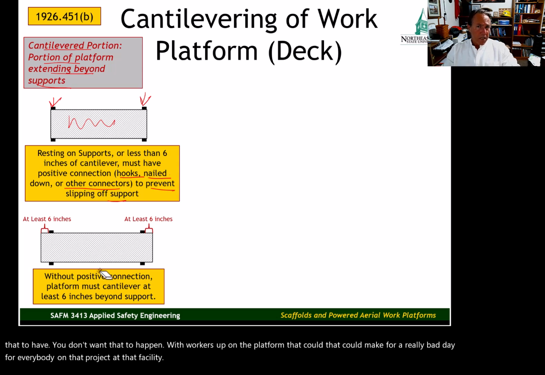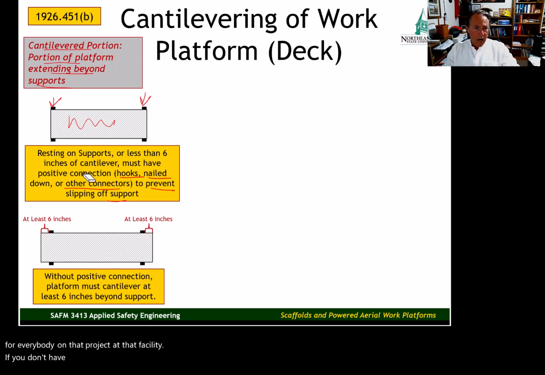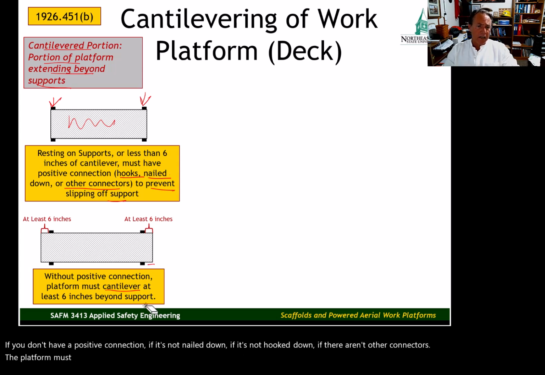If you don't have a positive connection, if it's not nailed down, if it's not hooked down, if there aren't other connectors, the platform must extend at least 6 inches beyond the support. That's what we have here. And there's our support. We have at least 6 inches.